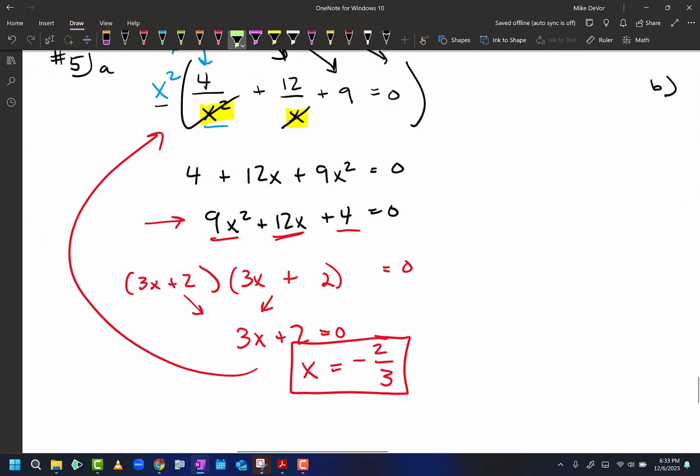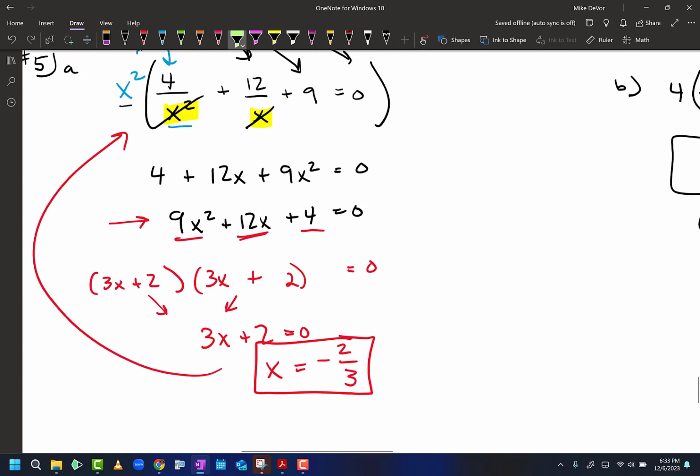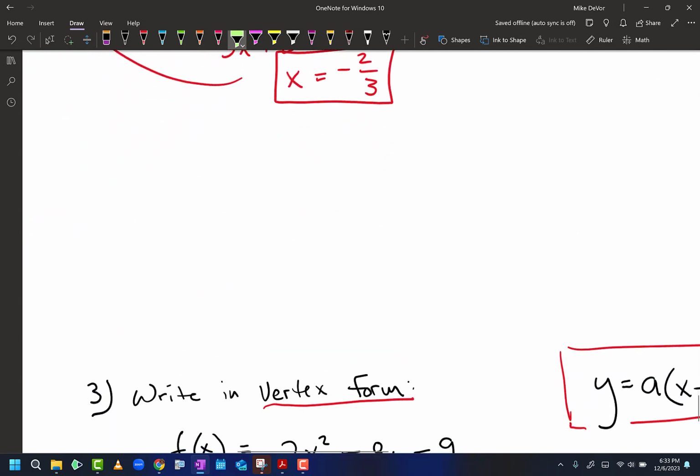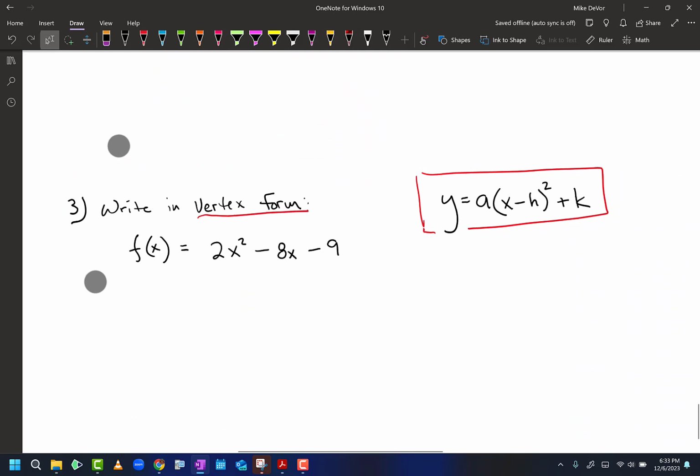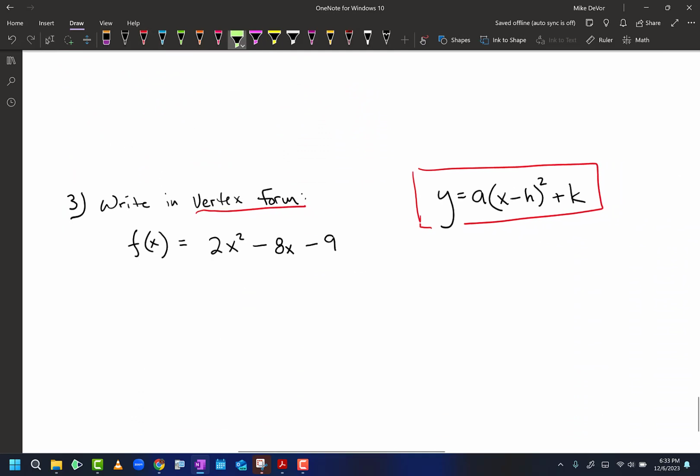Okay. And then we had number 3, right? Oops, let's get up there. There we go. So write in vertex form. This is in standard form, a quadratic, and this is our vertex form over here. Hopefully you understand vertex form: this is our scale factor, and the h and the k are just the x and y coordinates of our vertex. Okay. So we want to write this like this.